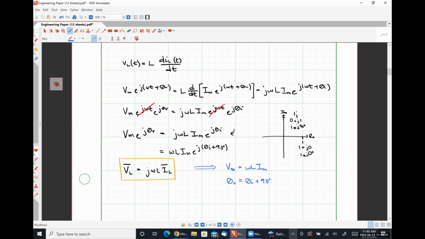Any questions about this guy? All right, so our last element of interest then is the capacitor.